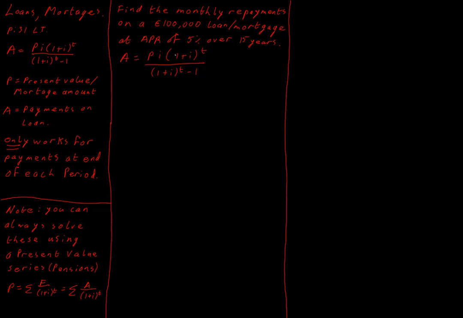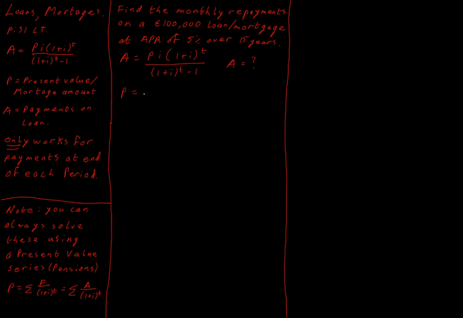As with all of these things, you can see there's lots of brackets and powers going on. Be very careful to use brackets as much as you can when you're subbing into the calculator on these questions. Now let's write down the different pieces of information we've got to sub into our formula. A is what we're looking for. It's our monthly repayments. And it tells you that in the log tables, page 31.